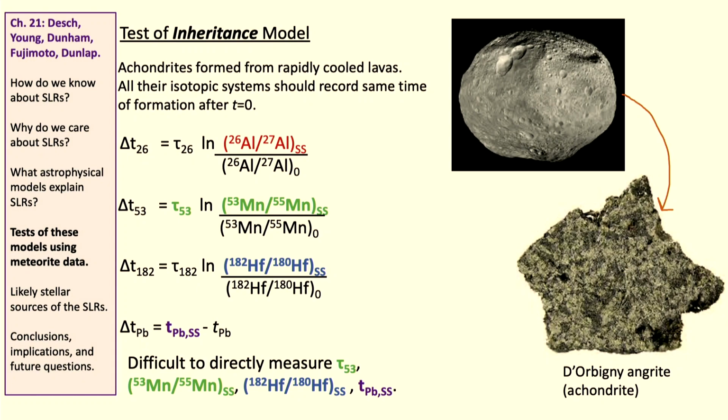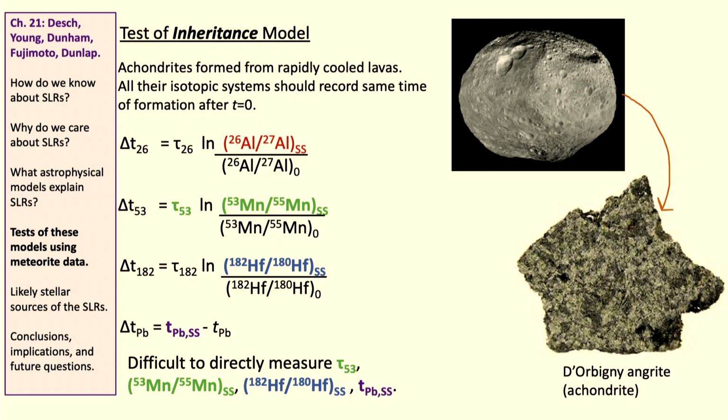So imagine that you have a melted asteroid, and you have a piece of a melted asteroid called an achondrite. Because it was a rapidly cooled lava, all the isotopic systems should have isotopically closed at the same time. And so all of these different systems should record the same time of formation. The time of formation for aluminum-26 is found by comparing the value you'd measure in a mineral in here to the solar system value of 5 times 10 to the minus 5.